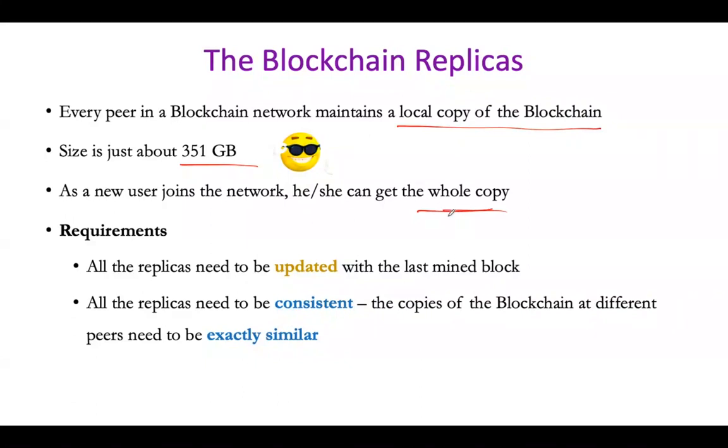What is the requirement for that whole copy? All the replicas need to be up to date with the last mined block. All replicas need to be consistent. The copies of this blockchain at different peers need to be exactly the same because it is a distributed and decentralized network. Because of the property of being decentralized, any peer can hold a copy of the blockchain.